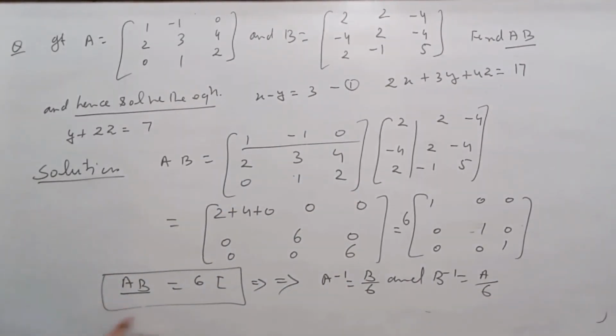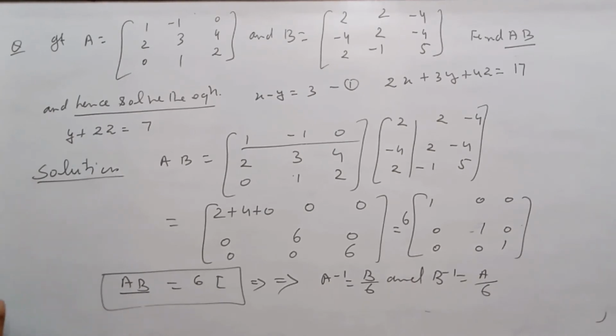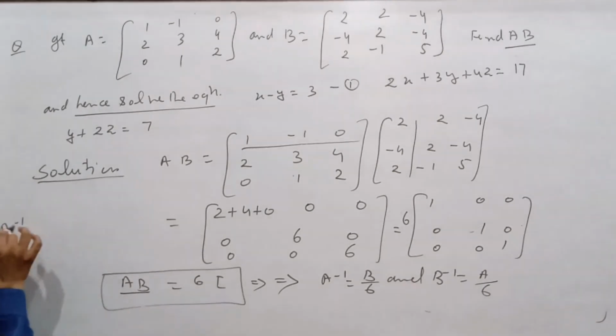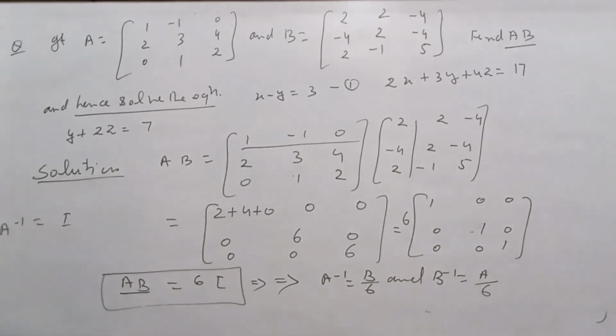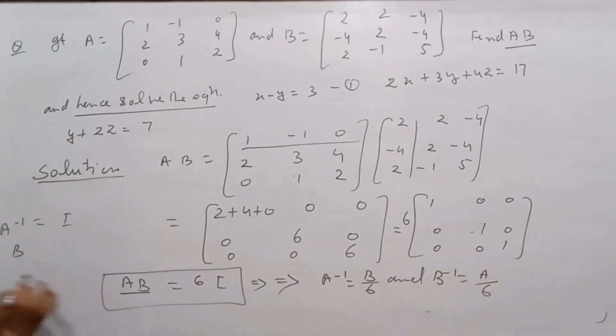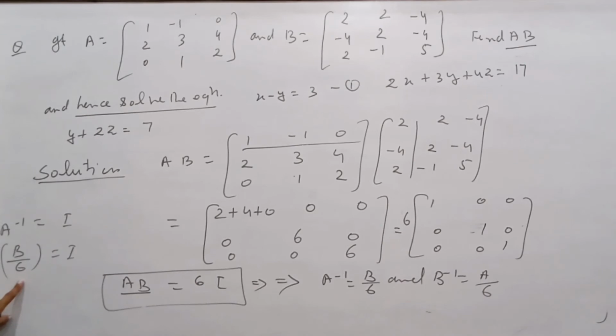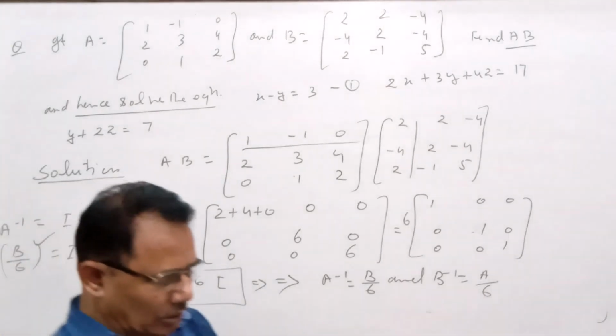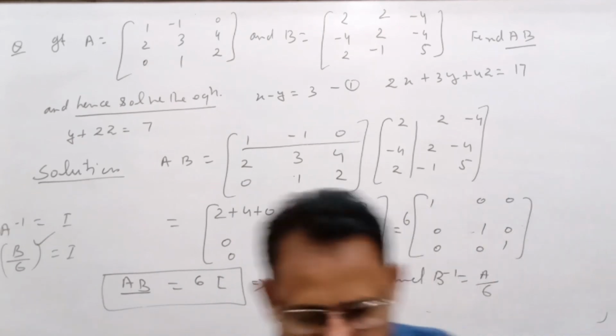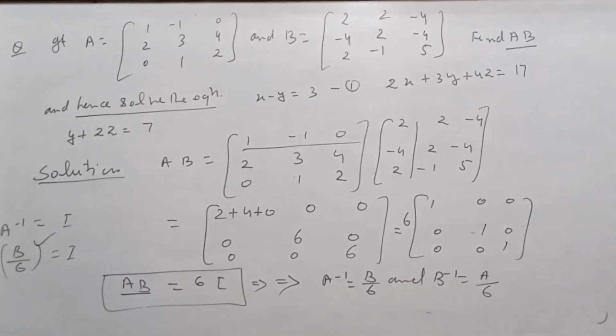और रिजल्ट कैसे मिलेंगे देखिए, we know that A into A inverse is equal to I, so therefore A into B upon 6 is in place of I, so therefore the value of the inverse matrix is equal to B upon 6. Now by using this we solve the equation.